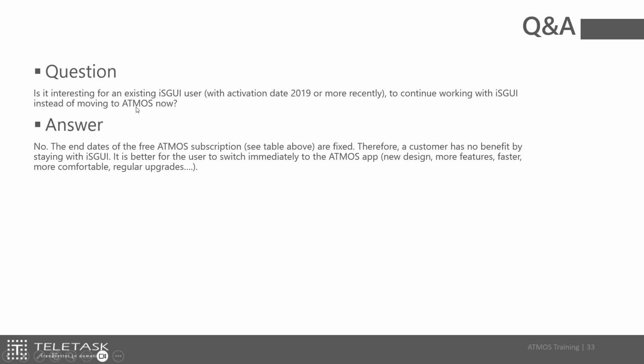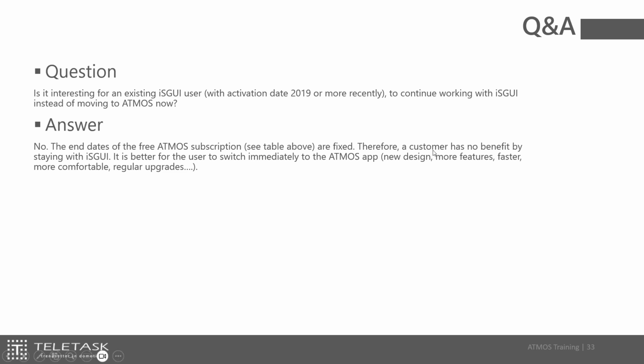Other question, is it interesting for an existing ISGUI user, again, with activation date 2019 or more recently, we have seen that in that table, to continue working with ISGUI instead of moving to ATMOS? Is it interesting to do that? Well, no, it is not interesting, because the end dates, as I told you, are not moving. So the end date is, for example, 2027. So if you wait, it doesn't shift anymore. So the customer can move already today.